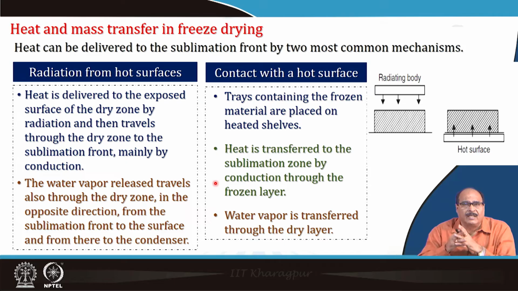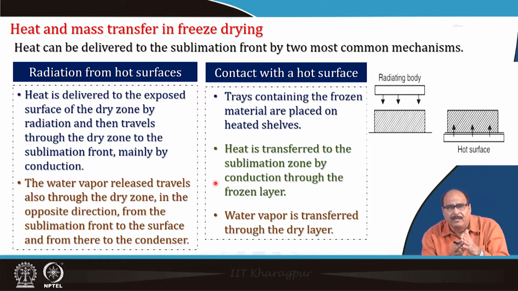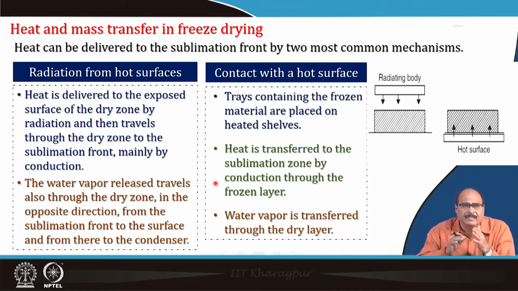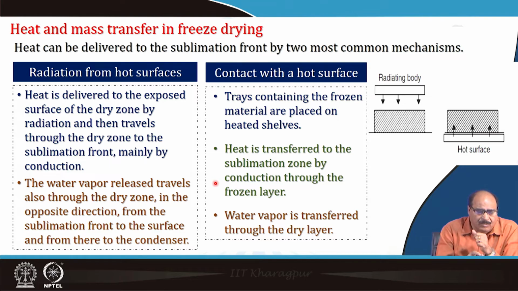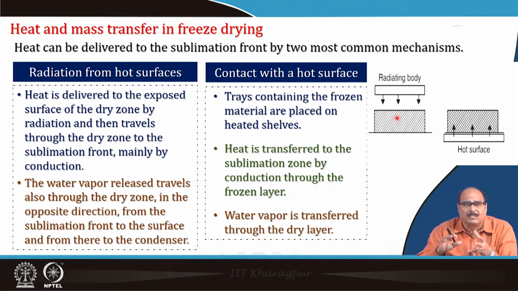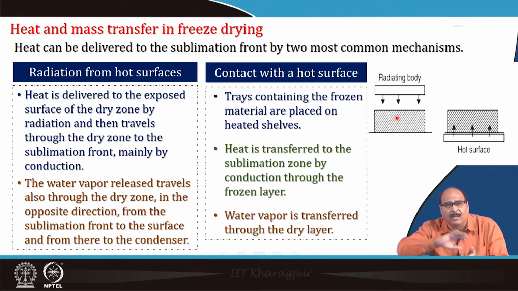So, if you look at the heat and mass transfer in the freeze drying, heat can be delivered to the subliming plant by two most common mechanisms. One is the radiation from the hot surfaces, where heat is delivered to the exposed surface of the dry zone by radiation and then travels through the dry zone to the sublimation plant mainly by conduction, as you can see in this first figure. Then the water vapor released travels through the dry zone in the opposite direction from the sublimation plant to the surface and then from there to the condenser.